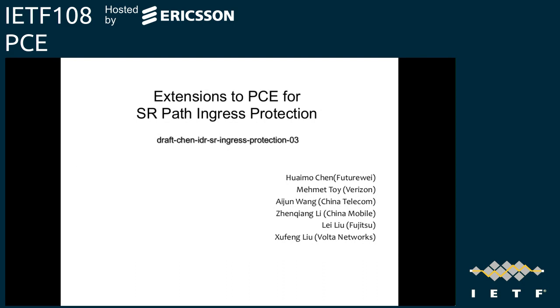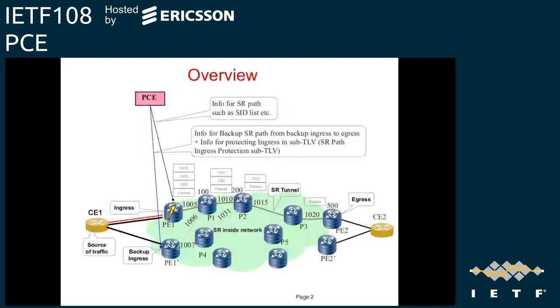So today I'm going to talk about extension for PCE for SR path ingress protection. So basically, we have PCE for SR policy. In this case, the information for the SR path, such as the SID list, will be sent to the primary ingress node of the SR path. In order to provide protection for the failure of the ingress node of a P2P path, we need the information to be sent from a controller PCE to the backup ingress node.